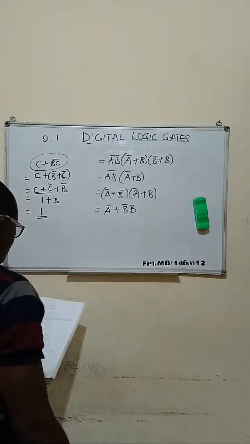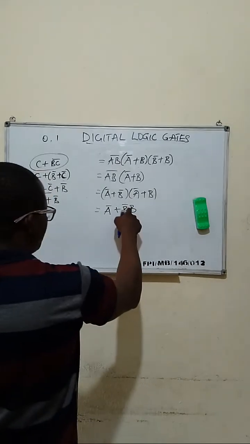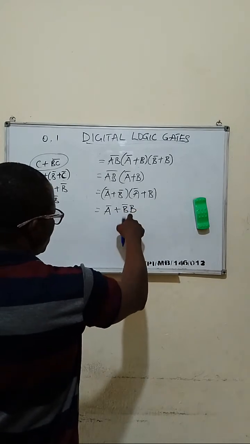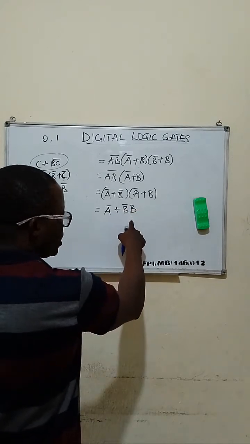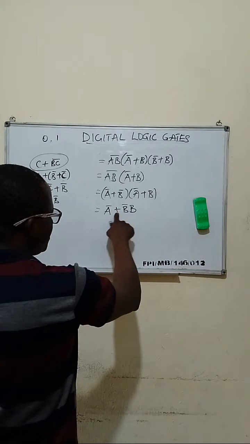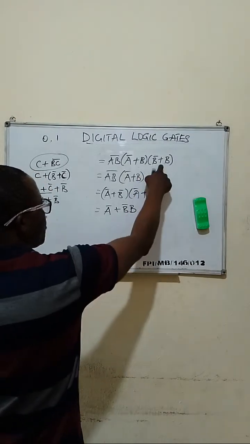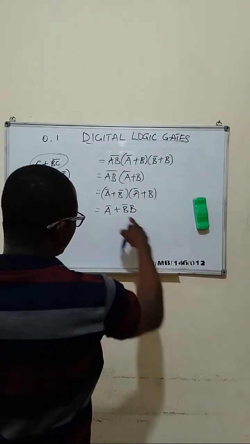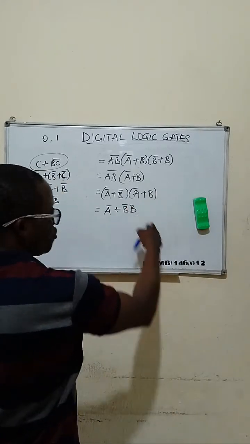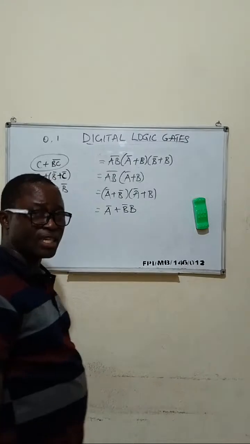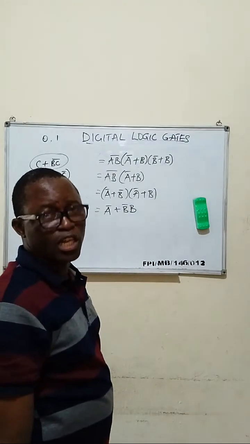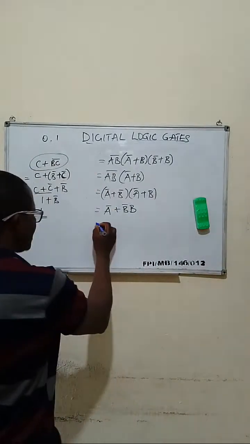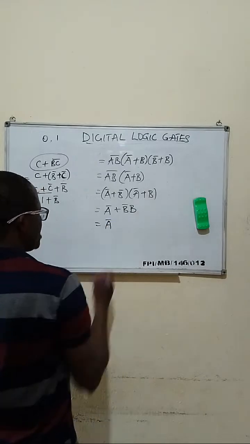That's the output. Now when you have this, B dot B bar is also an identity that we should quickly realize. B dot B bar is always 0. B plus B bar is always 1. B dot B bar is always 0, because B and an inversion of B in the same AND gate will give a low output. It's always 0. So the answer to this circuit is A bar.